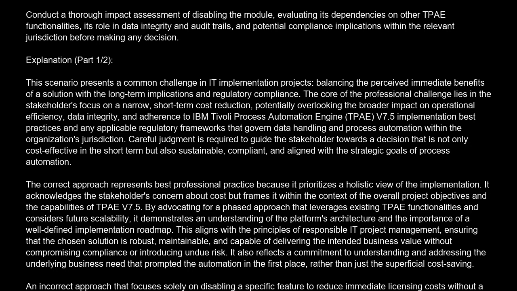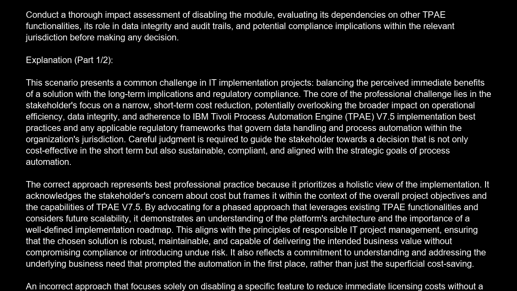The correct answer is D. Conduct a thorough impact assessment of disabling the module, evaluating its dependencies on other TPAE functionalities, its role in data integrity and audit trails, and potential compliance implications within the relevant jurisdiction before making any decision.